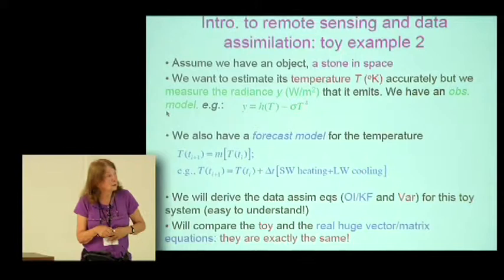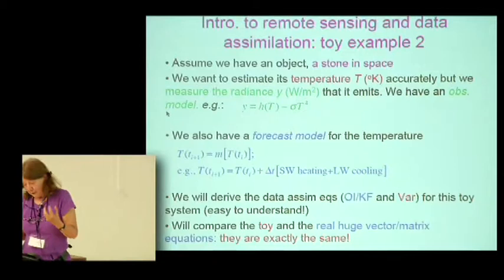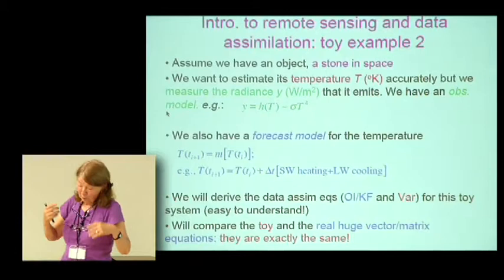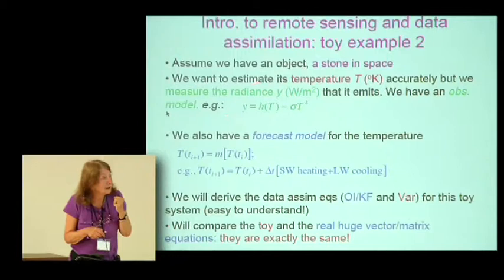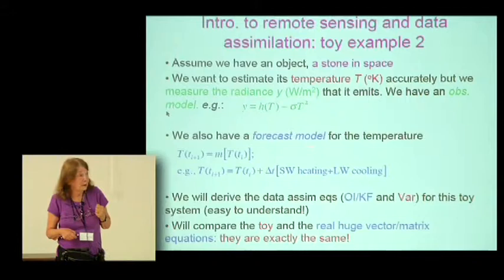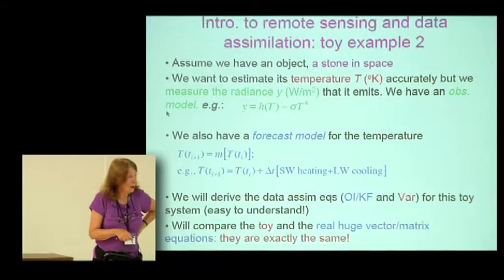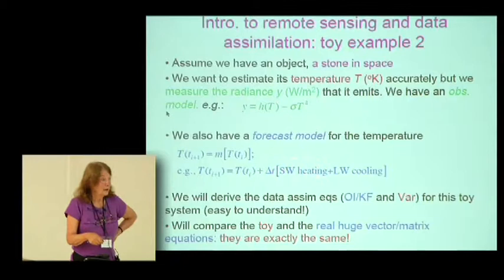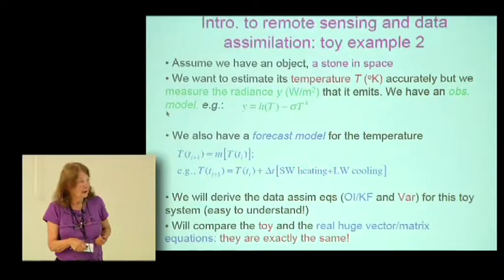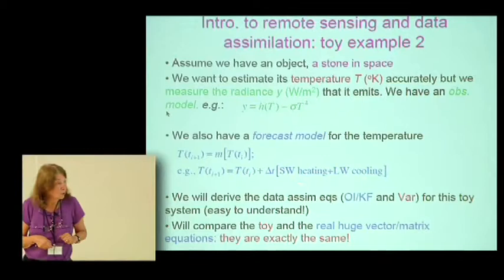So that's one element that we have in data assimilation. You may have observations of the same variables as the model, or observations like satellite observations that are radiances, so you need something to convert, and that's the observation model. We also have a forecast model for the temperature, because we always need some forecast model. We can, for example, use a very simple model that says that the temperature at the following time step is equal to the temperature at the current time step plus delta T times the solar shortwave heating from the sun and the longwave cooling from emission. So this gives us a first guess, or background, of the estimation of the temperature change.